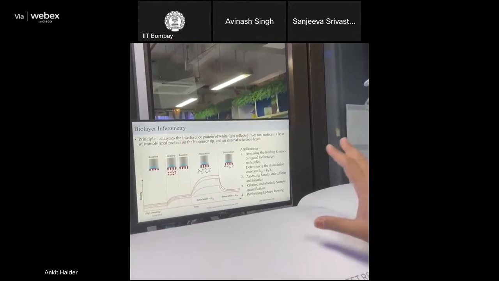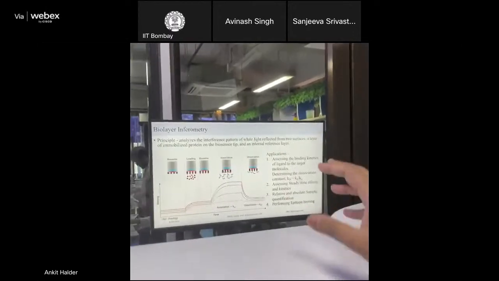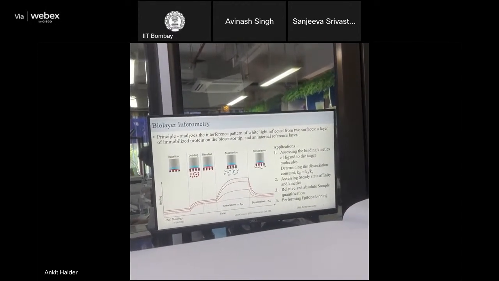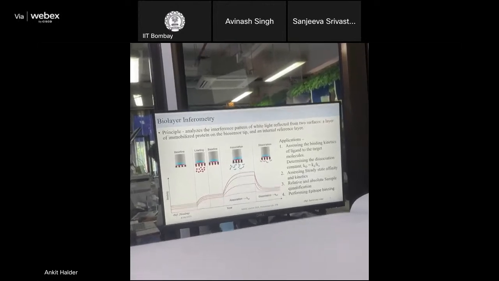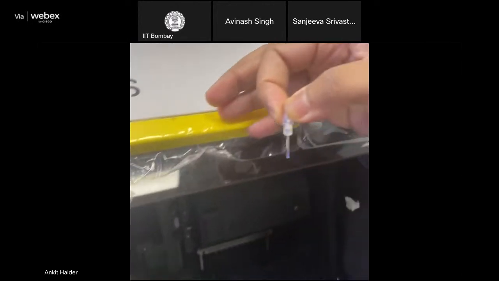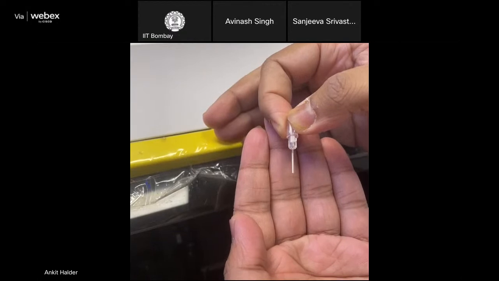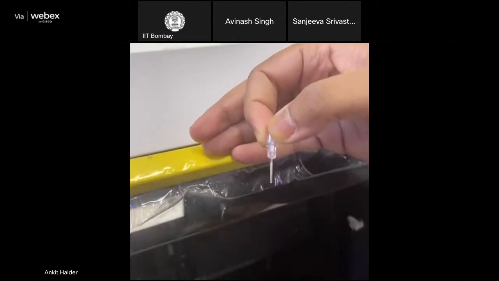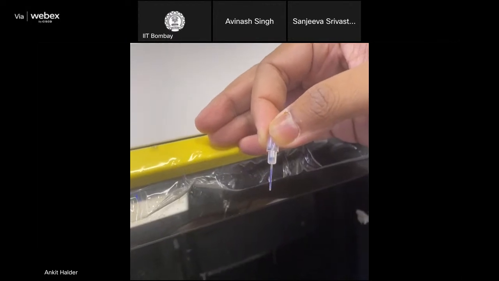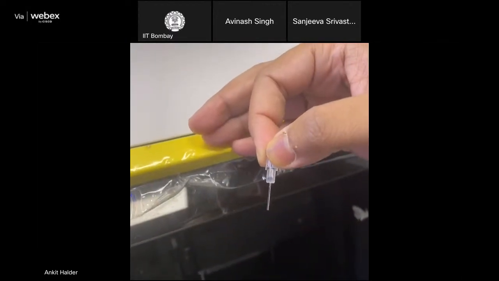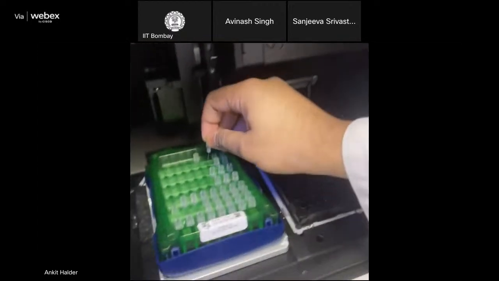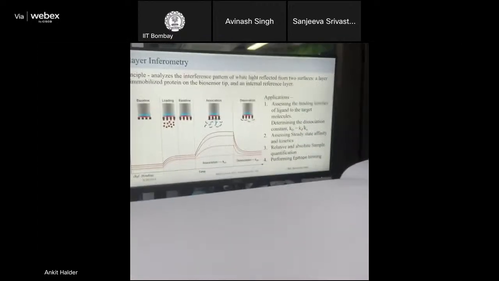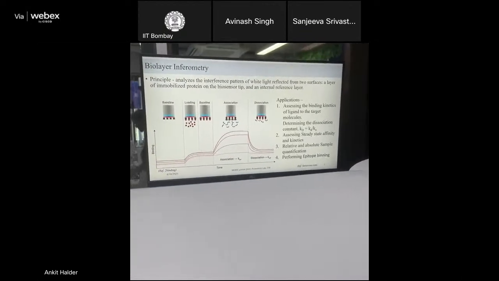Its principle is basically analyzing the interference pattern of the incident white light that reflects on two surfaces. One is the tip's own surface, and then there is a chemistry surface which is on each tip. Either it has a streptavidin coating or it has various other coatings. So the interference on those two layers decides the actual data of this instrument.